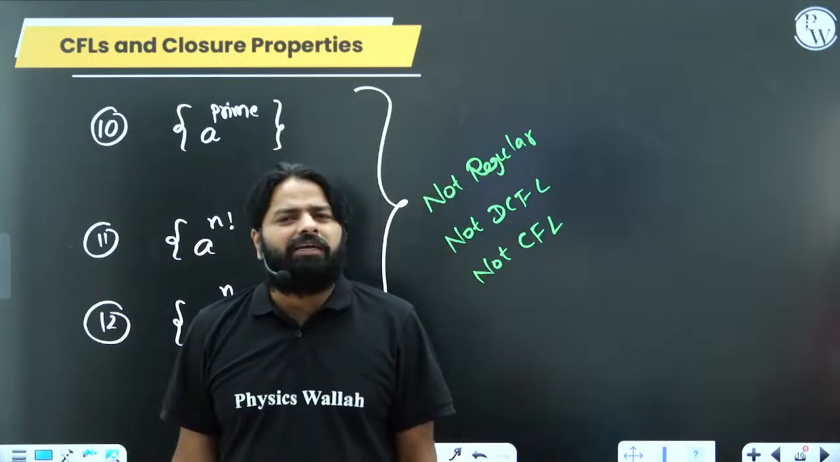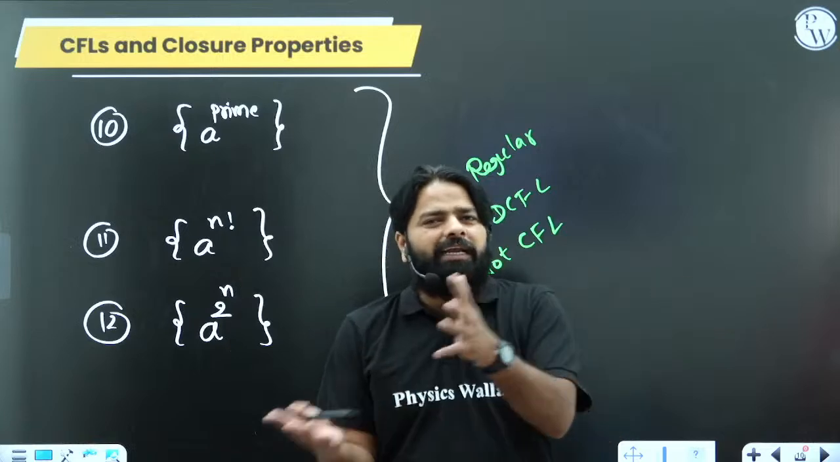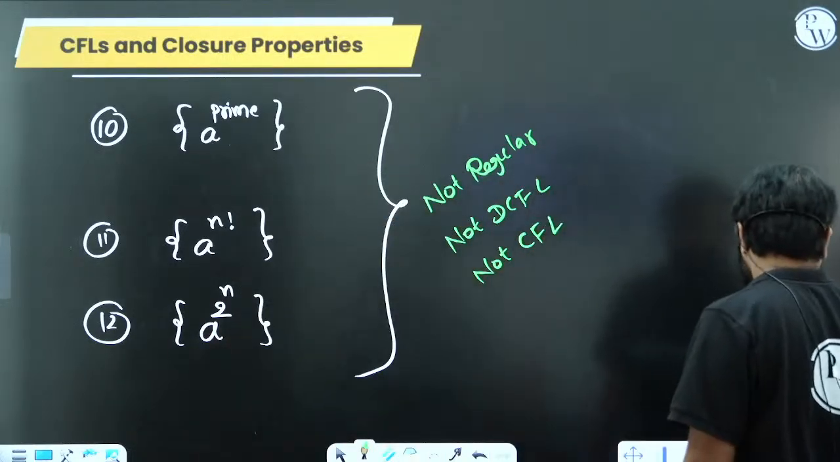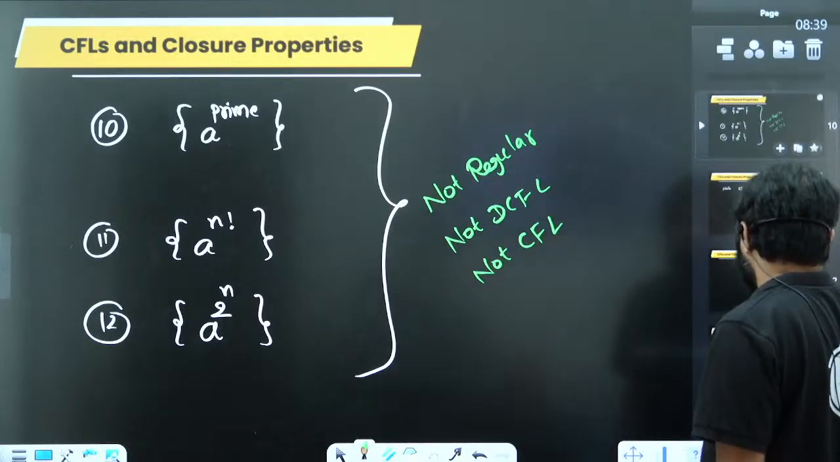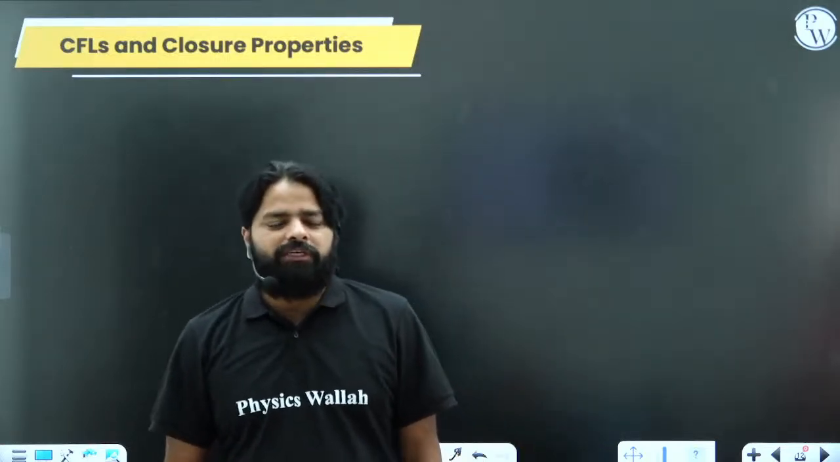All the regulars are DCFLs, so that's one concept that is very clear. If you have a finite automata, you can design a DPDA, and you can design a PDA also. So now you focus on all the GATE questions and try to identify them. Of course, it takes time.